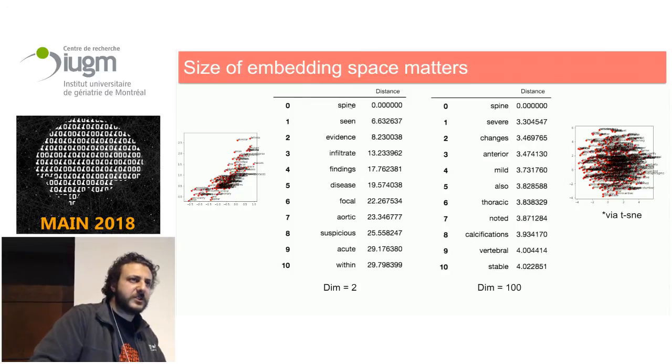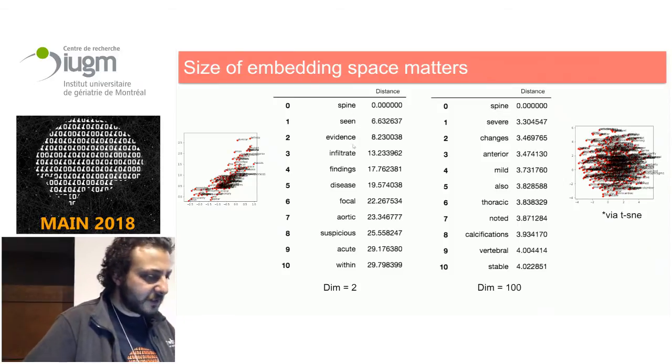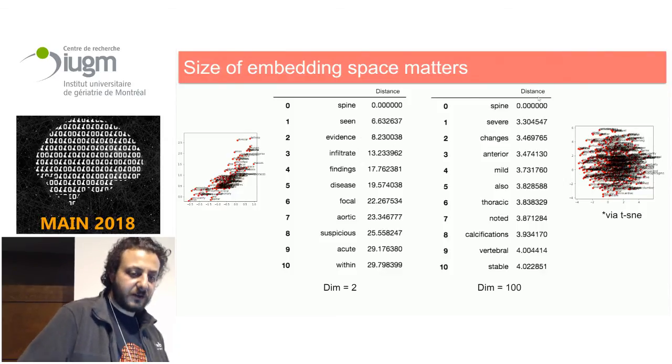And we can look at the word spine, and then look at the words that appear closest to that, right? So we have seen evidence, infiltrate, findings, disease, focal, right? Not a lot of meaning here.